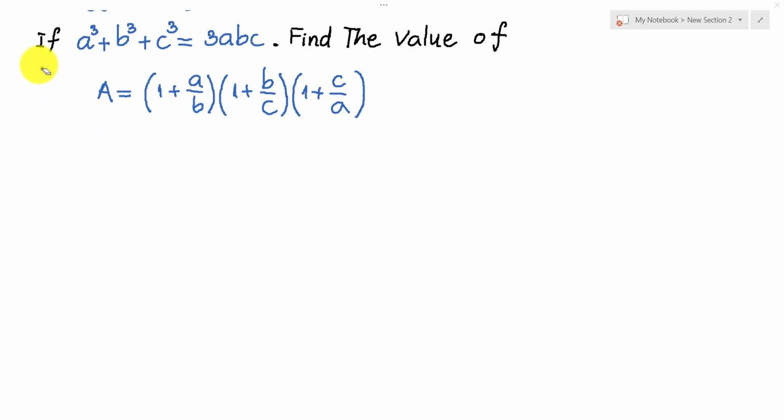Today I have one exercise, like on screen. If a power 3 plus b power 3 plus c power 3 equals 3abc, find the value of A equals 1 plus a over b, multiplied by 1 plus b over c, multiplied by 1 plus c over a.